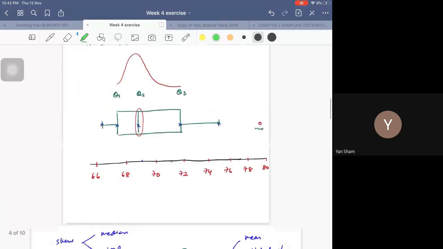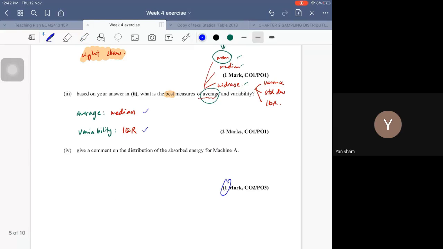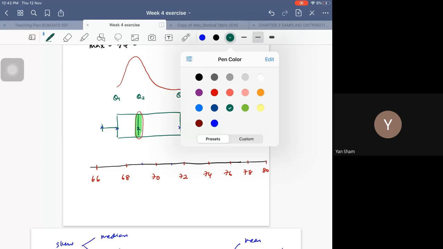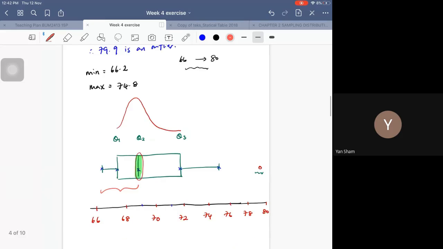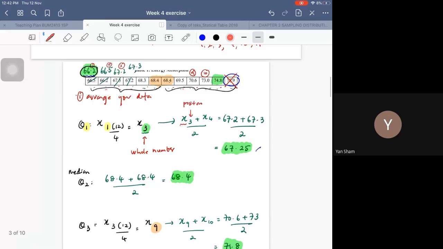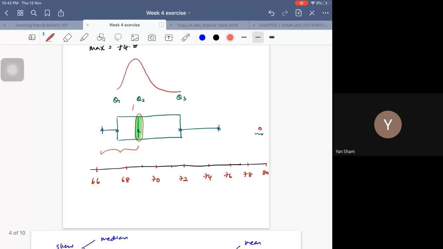For example, here, it says, what could you give a comment on this? What I would comment is, for example, if I want to comment on the median, so right here is going to be my median. Therefore this is going to be 50% of the data. So this is where my 50% of the data is, and what is the median value for this case? My median value is 68.4.